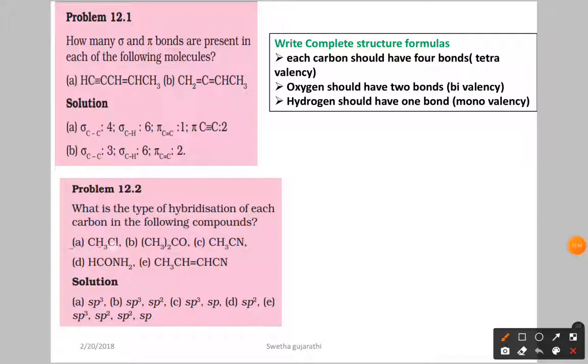Here the first one. Write the complete structure. This is the structure of methyl chloride. We have the hydrogens here. Let us now count the sigma bonds. This is one sigma, second, third, fourth. So 4 sigma means the hybridization is sp3. So this is the carbon having sp3 hybridization.